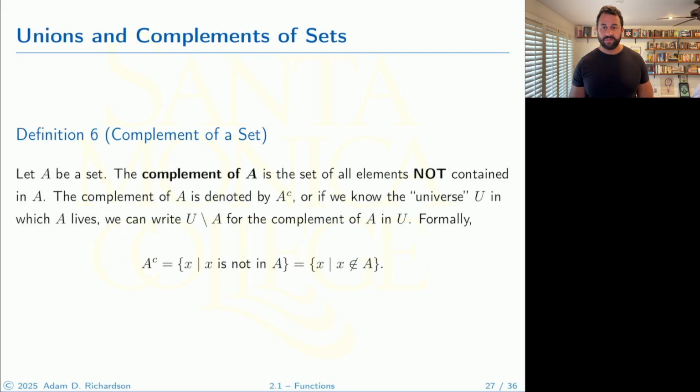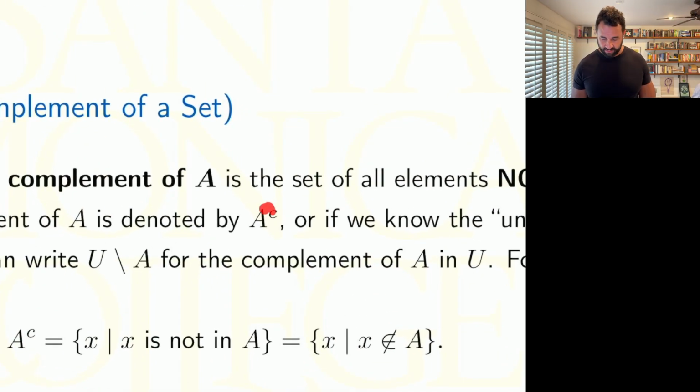All right, now we've talked about unions, let's talk about the complement of a set. So simply put, the complement of a set is the set of all elements that are not in the set. That's basically it. So if you've got a set A, the complement is the set of everything that is not in A, right? Not in A. We denote the complement by a little exponent, a little c. Let me zoom in. There you go. A to the c.